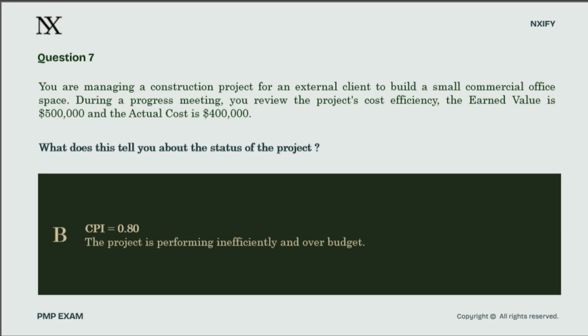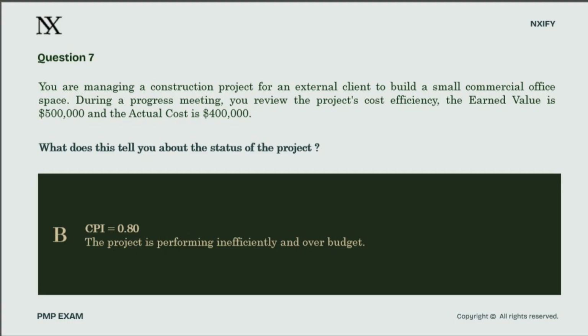Option B says CPI equals 0.8, and the project is over budget. The interpretation is internally consistent. A CPI below 1.0 does mean over budget. If this number were correct, the logic would hold. But is 0.8 what our numbers actually produce? To get 0.8, you would need to divide $400,000 by $500,000. Actual cost divided by earned value. That is the formula inverted.